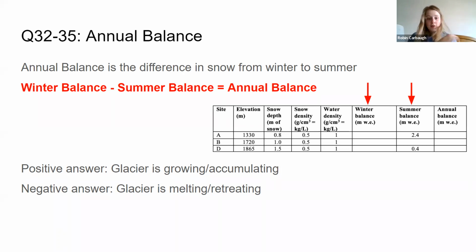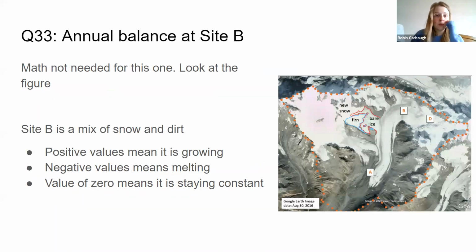So just be careful with your signs. But one issue you might notice is there is no summer balance for B. We have to find it. And so question 33 does ask you, what is the annual balance at site B? You don't really need to do math for this. This is more of a logic check. You just need to look at this image. So remember what I said before, site B is that mix between snow and dirt. D, it's really white. We'd expect it to accumulate. A looks like it's melting. We see more of that dirt. And B looks in the middle. So if it's positive, it's growing. If it's negative, it's melting. And the value would be 0 if it's staying constant. So do with that as you will.